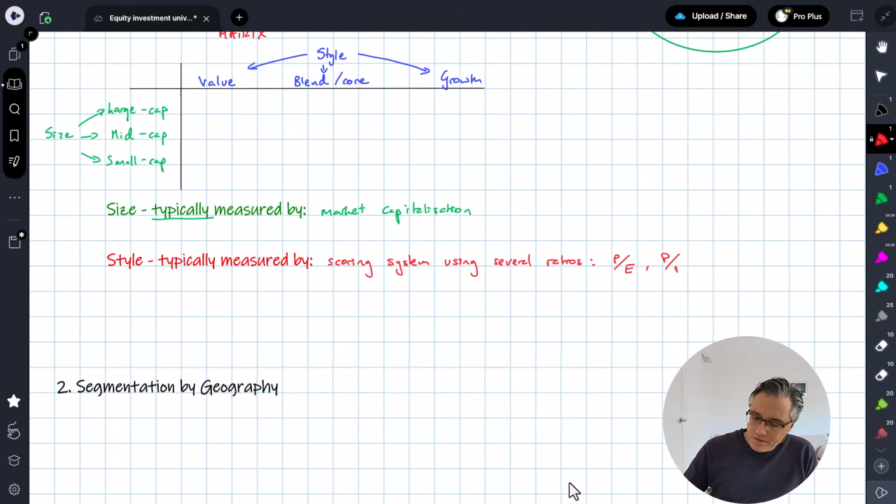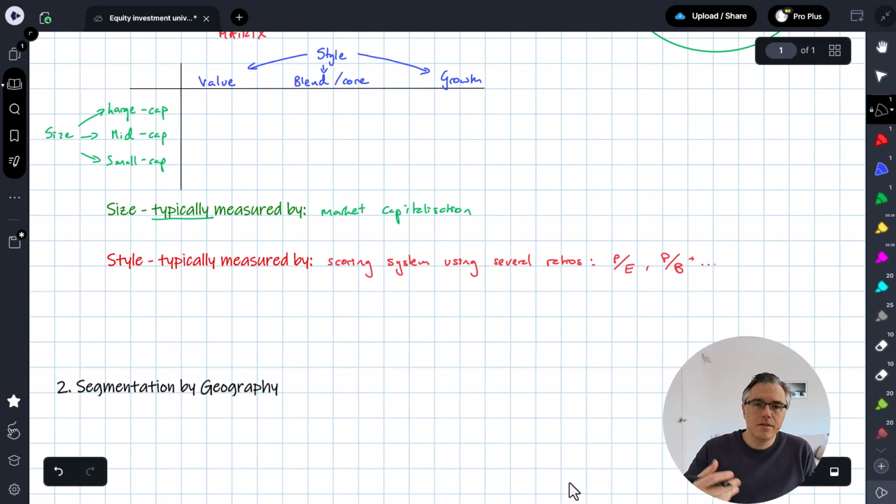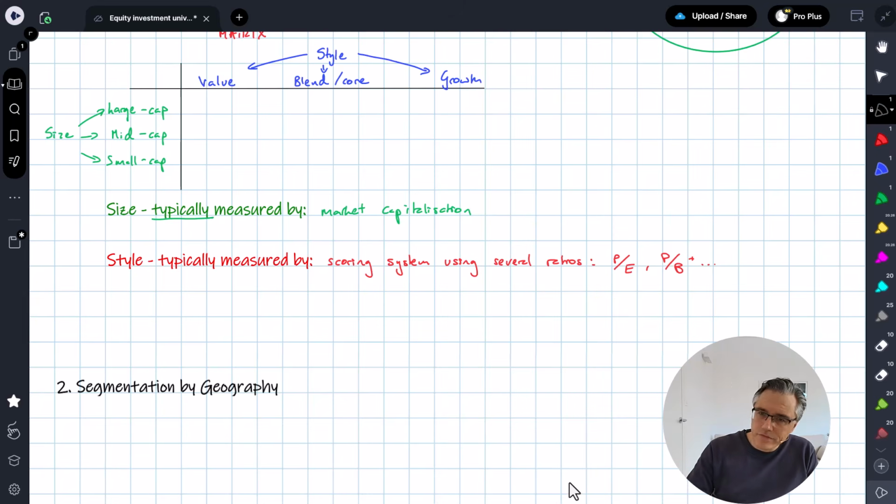Price to book is another one. Once again, a low ratio, a low price relative to the book value of a company's net assets, would suggest value. And there are others as well, like dividend yield. So companies that have a high dividend yield, a high dividend relative to their price, would also be value stocks.